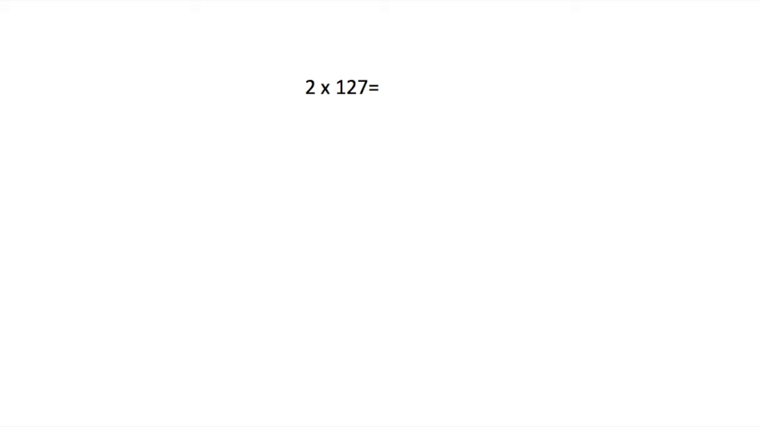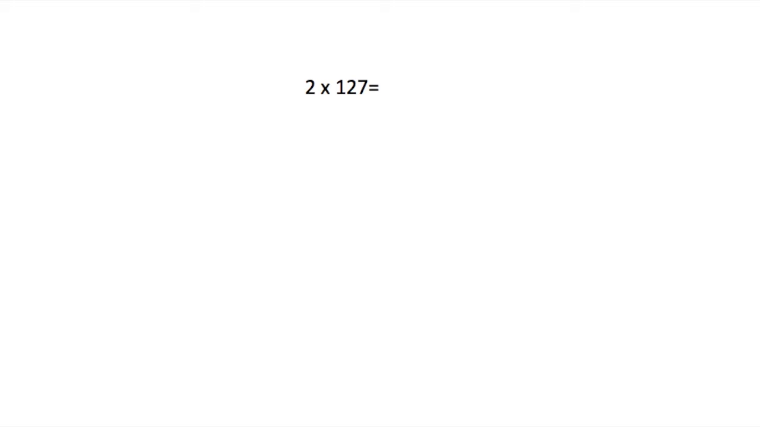2 times 127. Now, to make this problem easier, instead of doing the algorithm way, we're going to break 127 up into hundreds, tens, and ones. If we do that, our problem becomes easier in a way. So let's try it out.